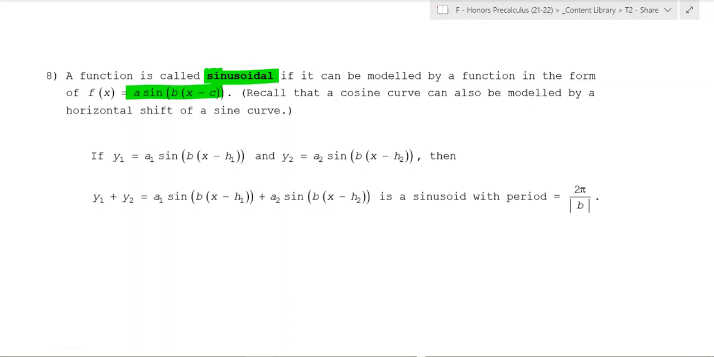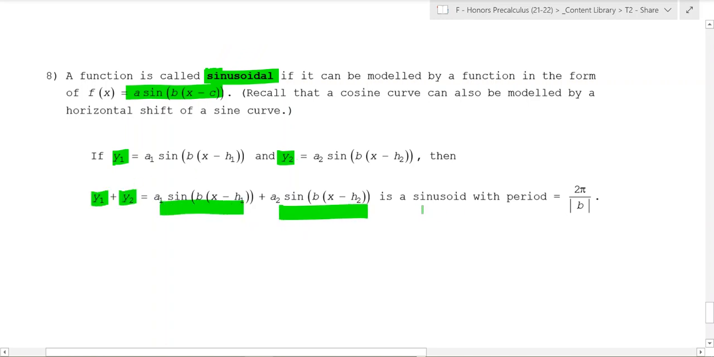So it tells us that if y1 is one function and y2 is another, it gives us a really cool result: if you add them together, you still get a sinusoidal function. So if you have two sinusoidal functions, you can add them together, one function plus another, and it's also sinusoidal with period 2 pi over b. The key is that you're working with sine in both cases, which has a period of 2 pi.